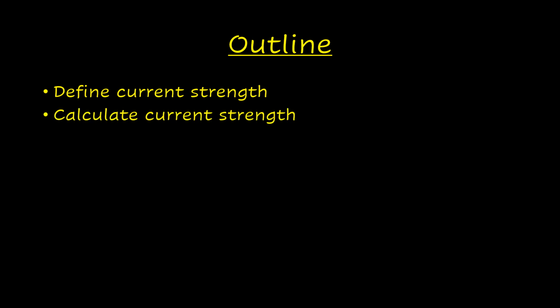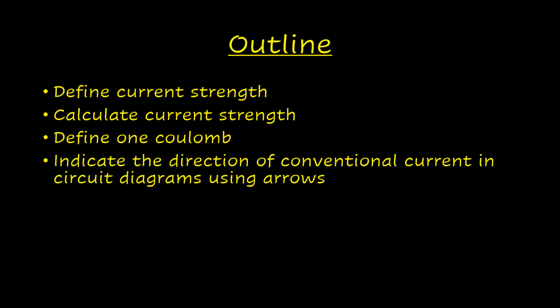At the end of this lesson, you will be able to define current strength, calculate the current strength in a conductor, define 1 coulomb, and indicate the direction of conventional current in circuit diagrams using arrows.